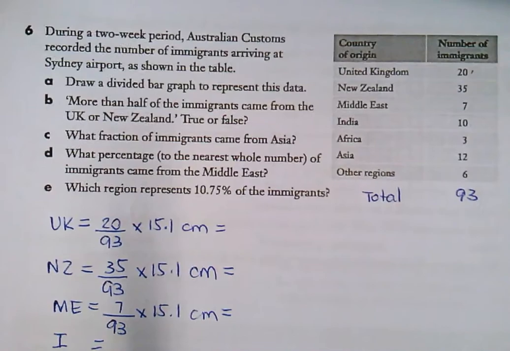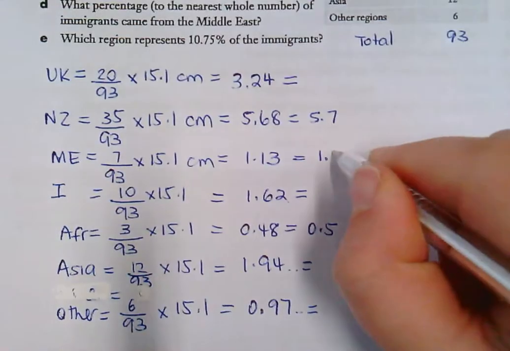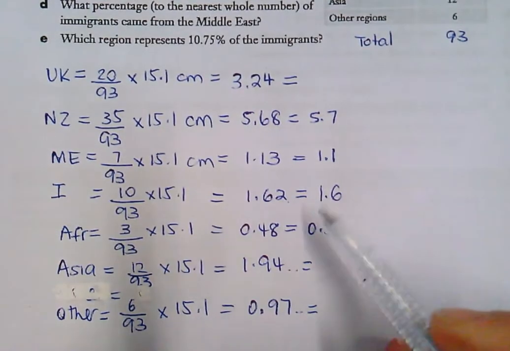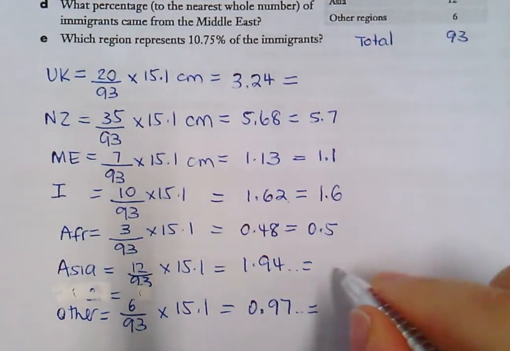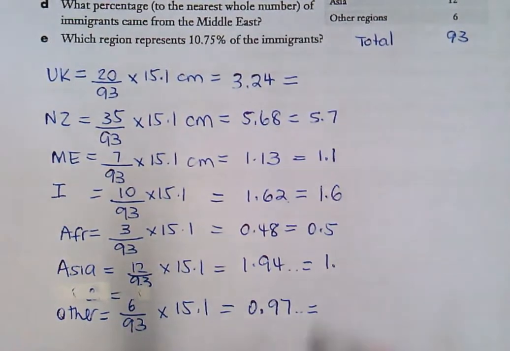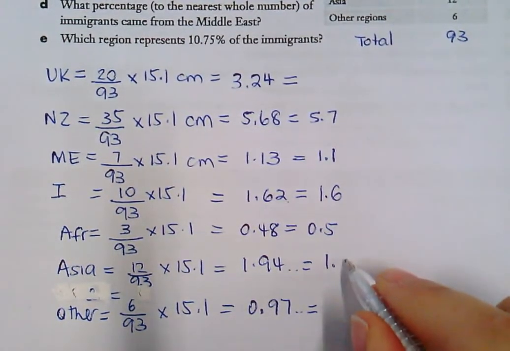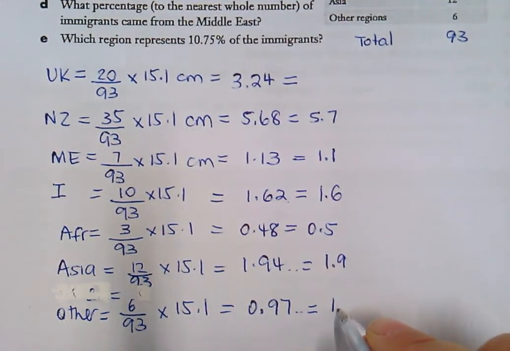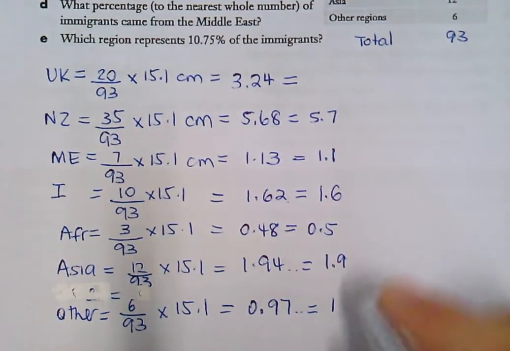1.1. 1.62 will be 1.6. 0.48 we'll do it as 0.5. 1.94, I'll just leave that for a minute. Probably 1.9. Okay. 0.97 we can do it as 1.0.